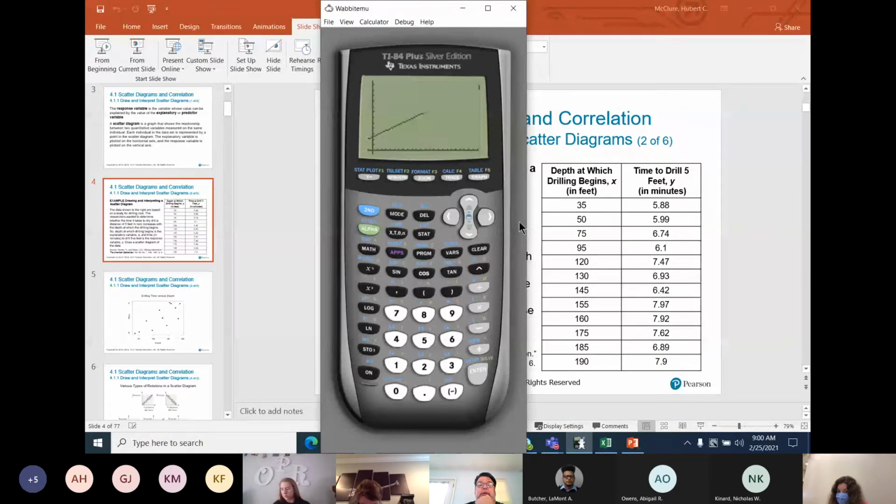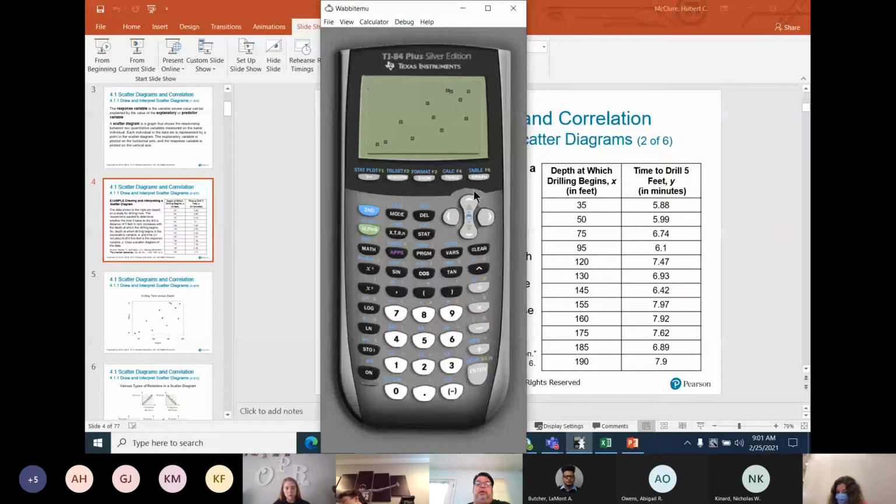And don't worry about the line right now. It's not showing up, so I'm going to hit zoom 9 again. And there are my points. Now I need to do a trend line. How do I do that?